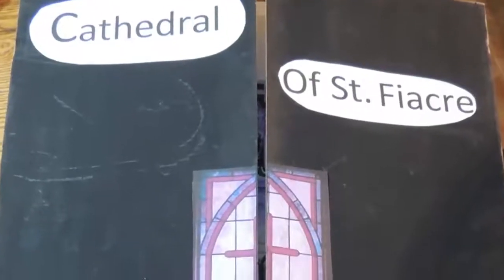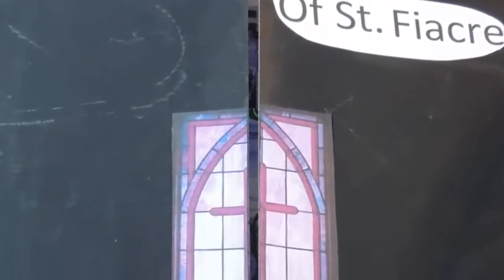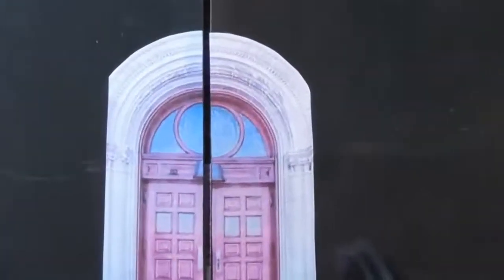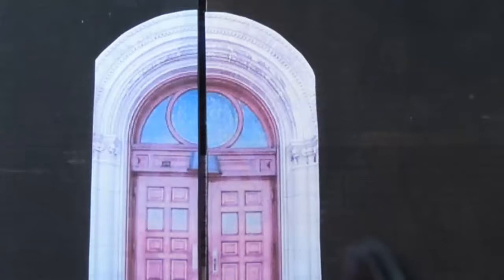Cathedral of St. Fiacre. Upon arriving at the cathedral, the first thing one should notice is the stained glass cross jutting out, representing Jesus as the center of Christian life. The doors of the church take advantage of complex Roman architecture. Now let us enter into the cathedral.